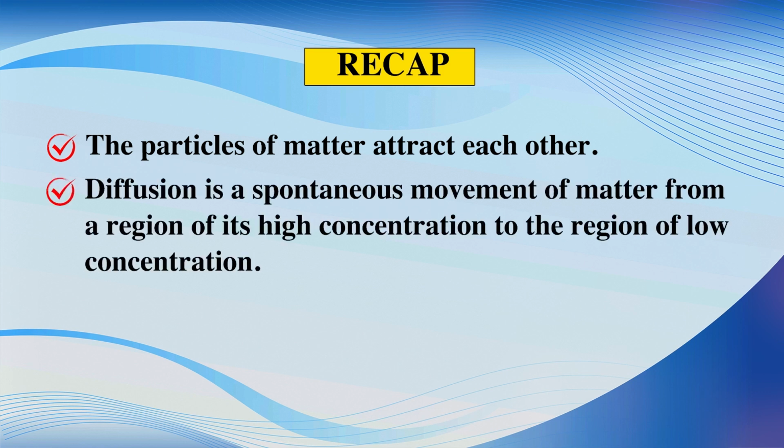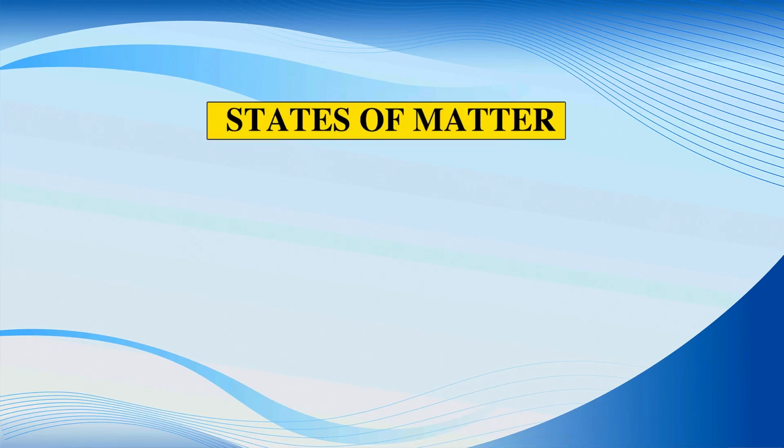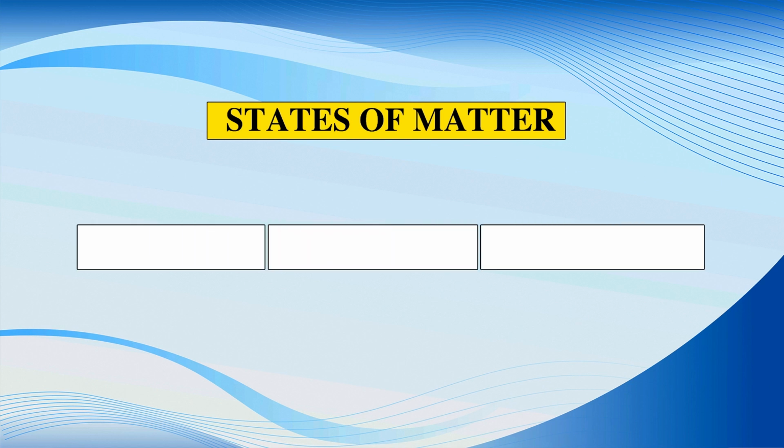Diffusion is a spontaneous movement of a matter from a region of its high concentration to the region of low concentration. On heating, diffusion becomes faster. Now, let us observe different types of matter around you. It may be a fan, bulb, glass of water, chair, etc. You can see that matter around us exists in 3 different states: solid, liquid and gas. These states of matter arise due to the variation in the characteristics of the particles of matter.